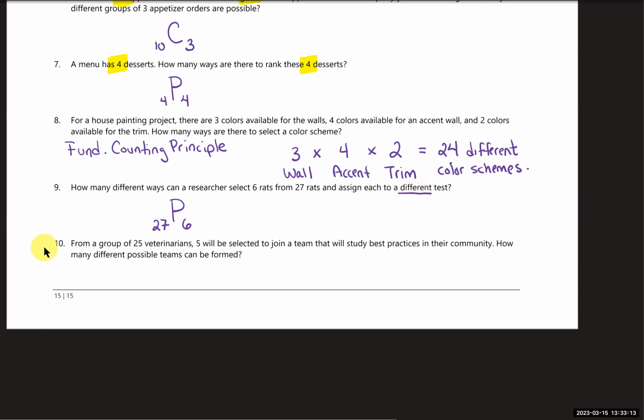All right, and then number 10. From a group of 25 veterinarians, 5 will be selected to join a team that will study best practices in their community. How many different possible teams could be formed?